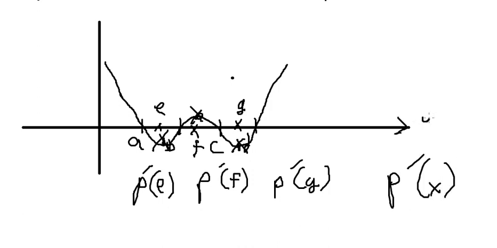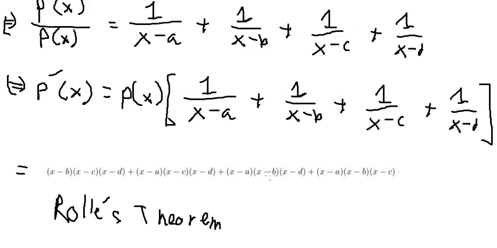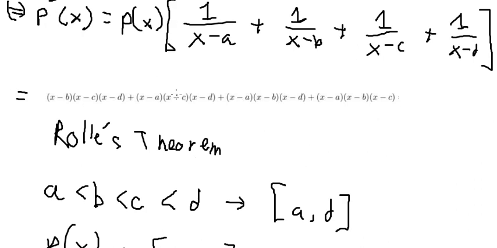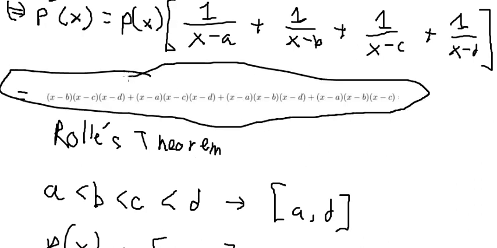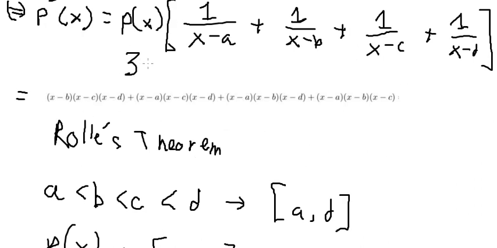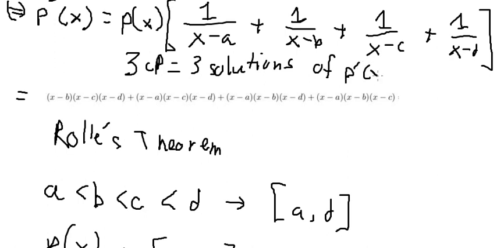So that means we will have 3 solutions of this one, because the 3 critical points represent 3 solutions of the first derivative of p of s. And this is the answer for the question in here. This is the end. Thank you for watching.